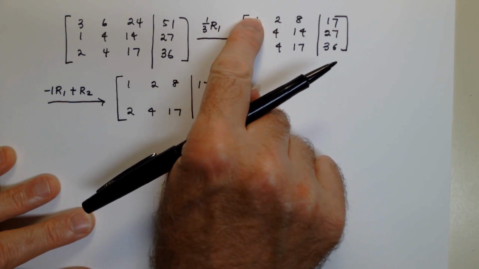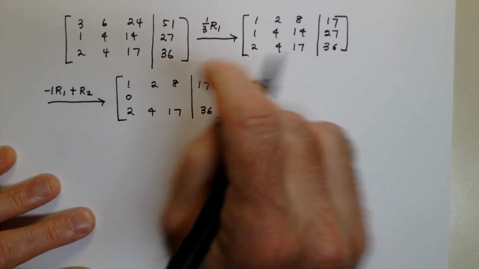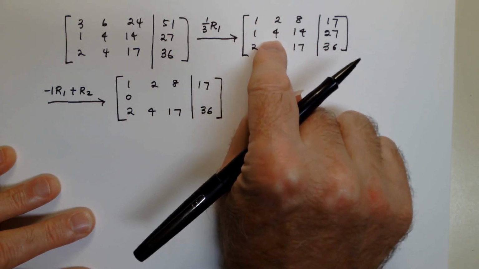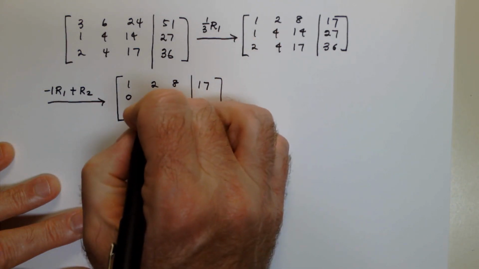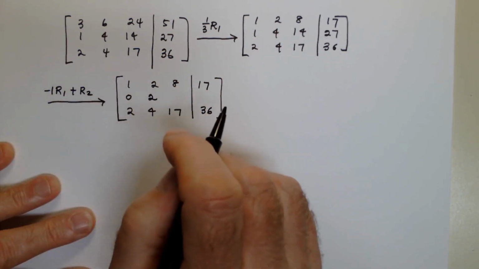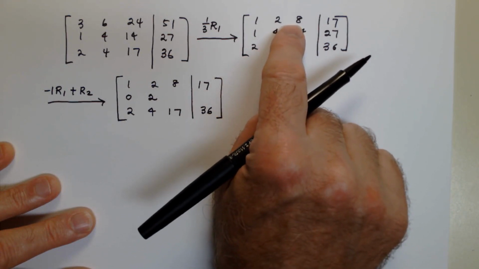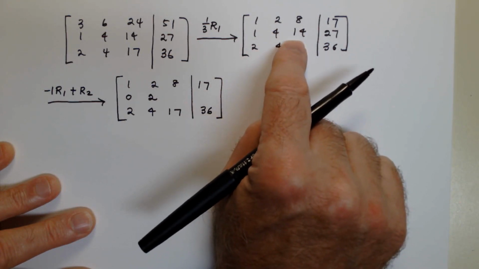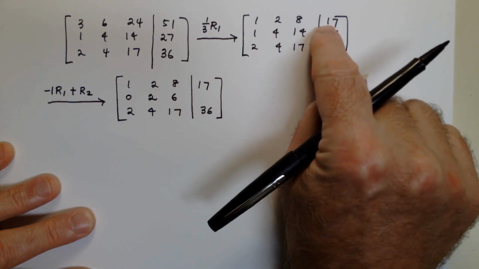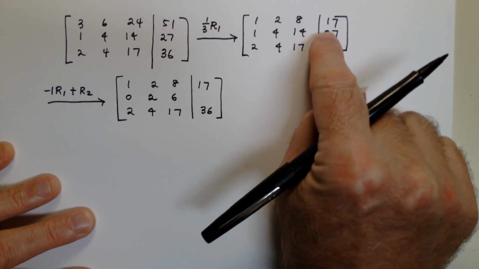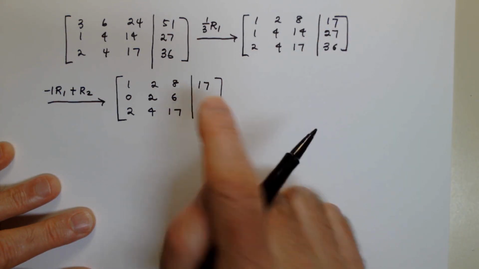So -1 times 1 added down is going to give me a 0 in that position. Minus 1 times 2 added on to 4 is going to give me a 2 in that position. Okay, minus 1 times 8 is going to be negative 8 added on to 14 is going to give me a 6 in that position. And then finally, minus 1 times 17 added on to 27 is going to give me a 10 in this position.